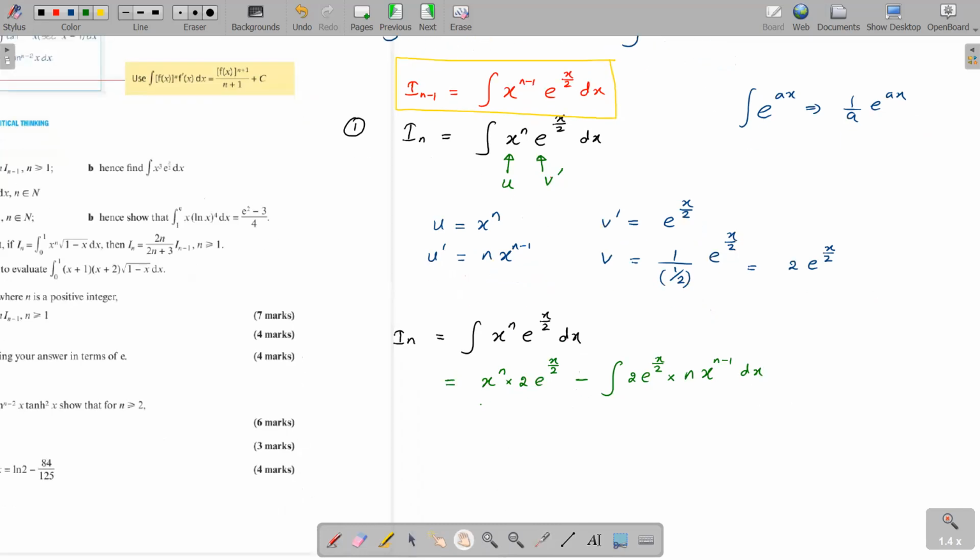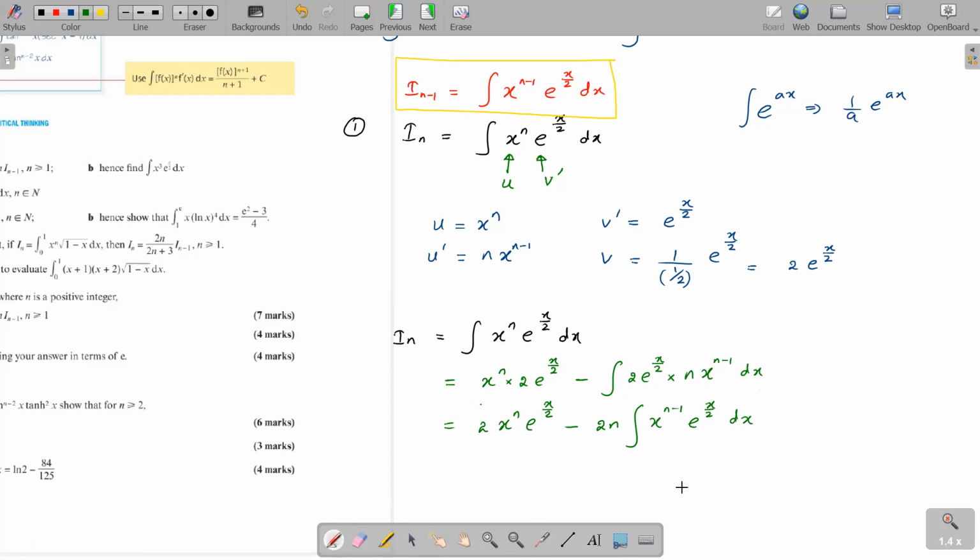Now shall we rearrange this equation? So what do I get here? 2 times x to the power n e to the power x over 2. And then here, you can take anything that is not x. The integration happens with respect to x, so anything that is a constant, we can take out. We can take the 2 and n. So we get minus 2n, and what's remaining inside the bracket? x to the power n minus 1 e to the power x over 2 dx.